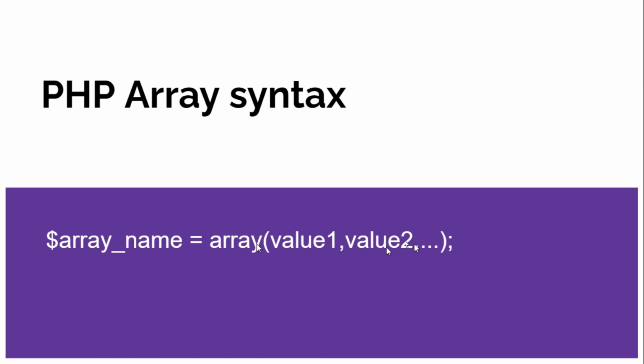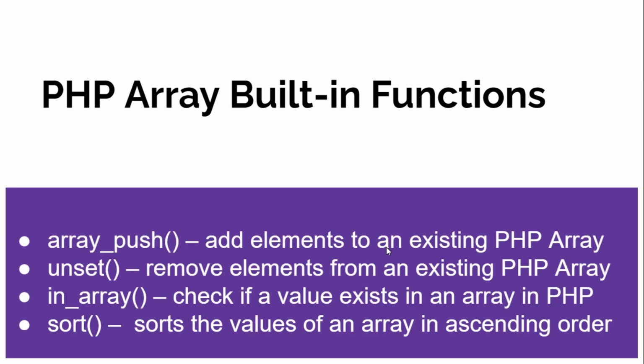There are some built-in functions which can be used with PHP arrays. These are array_push, generally used for adding an element to an existing PHP array, then unset for removing elements from an existing PHP array, then in_array, which will check if a value exists in your PHP array, then sort, which basically sorts the values. There are more functions also, but we are limited to just a few examples to wrap up videos in short lectures. Let's come on to the real-time example.